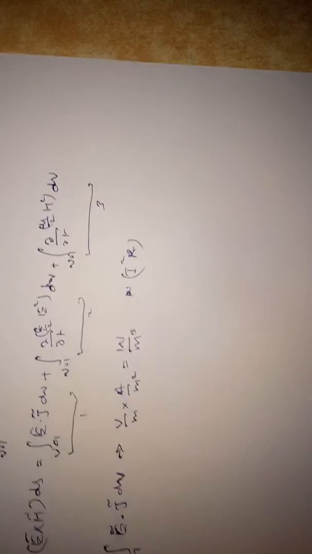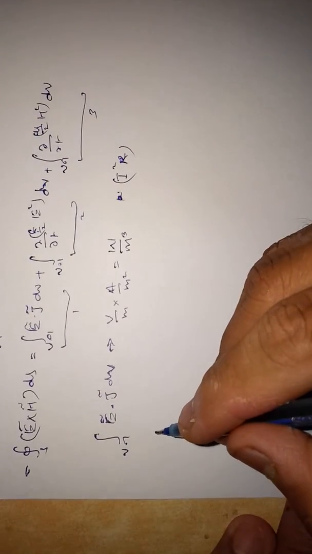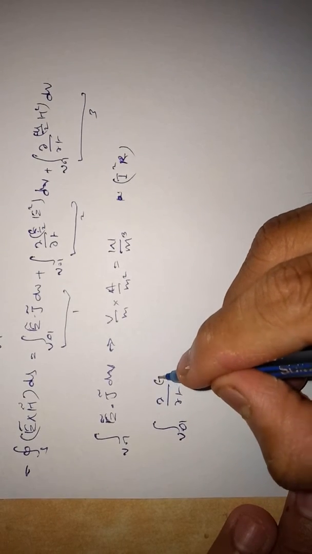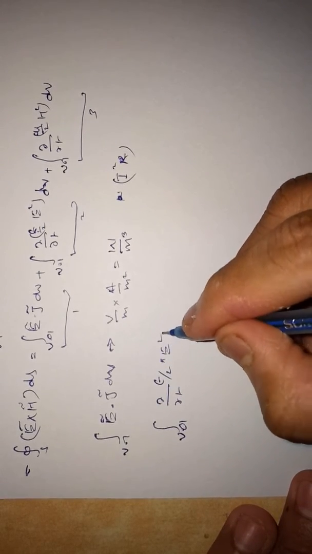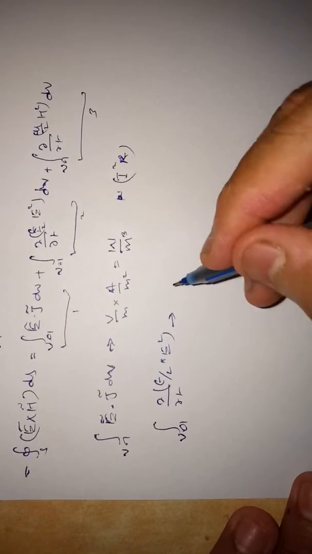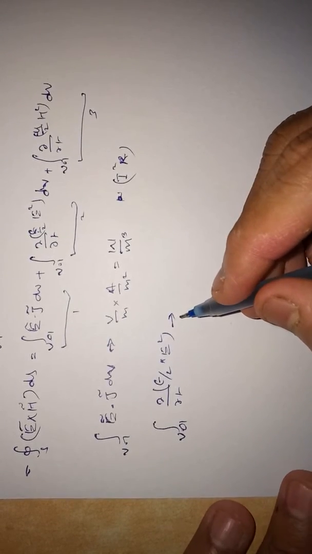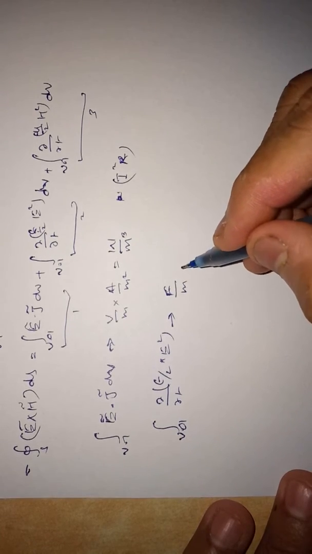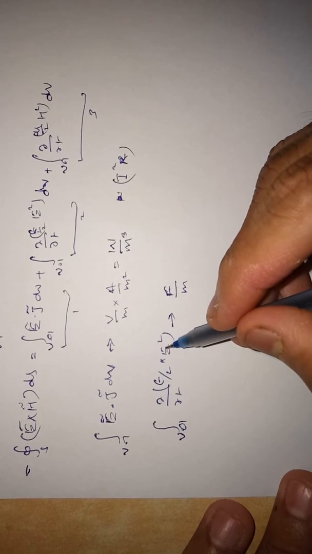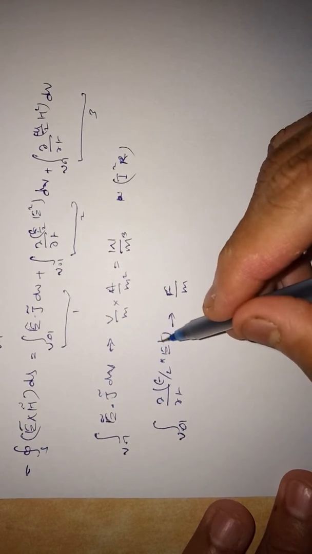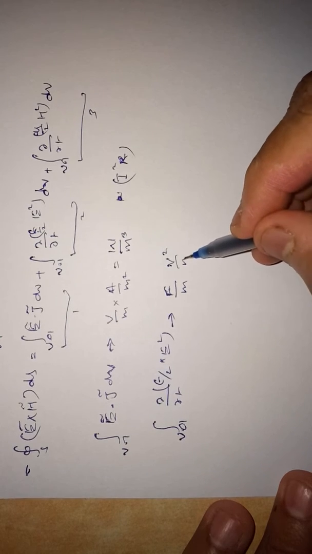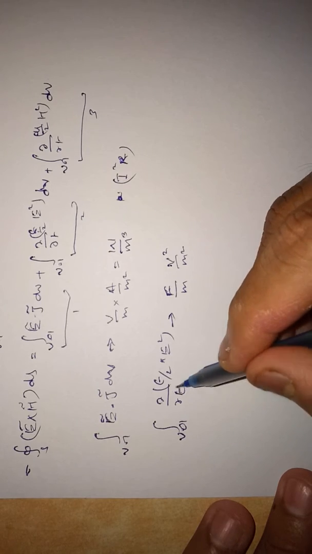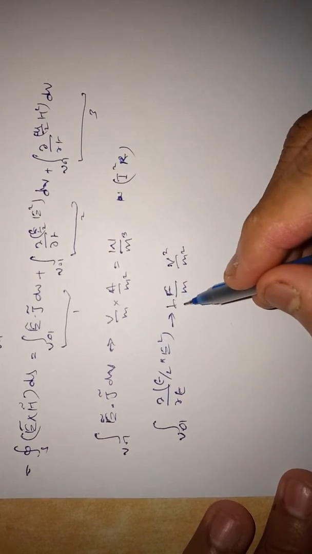The second term is the volume integration of del by del t of (epsilon by 2) into E square. In this term, the unit of epsilon is farad per meter, and the unit of E is volt per meter, but it is squared, so it will be volt square per meter square. And we have one more thing, this del by del t. The unit of t is second, so 1 upon s.